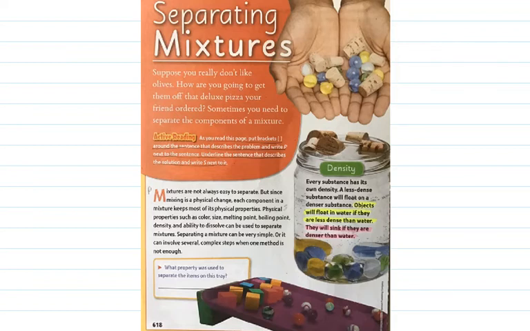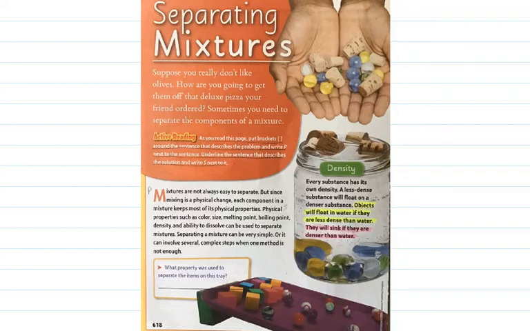Mixtures are not always easy to separate. But since mixing is a physical change, each component in a mixture keeps most of its physical properties. Physical properties such as color, size, melting point, boiling point, density, and ability to dissolve can be used to separate mixtures. Separating a mixture can be very simple, or it can involve several complex steps when one method is not enough. Okie dokie. So, where do I need to put the brackets around?